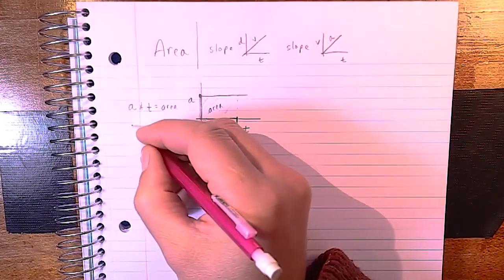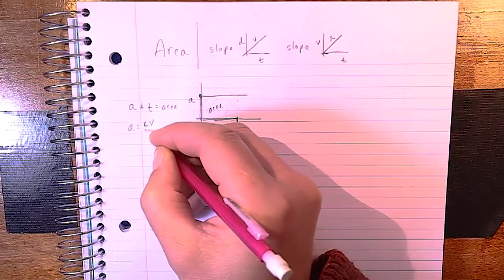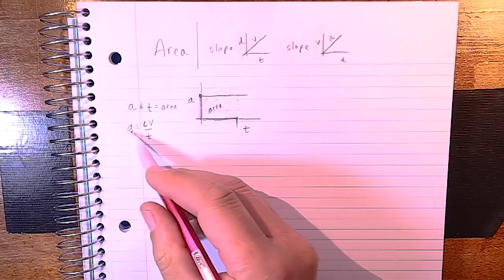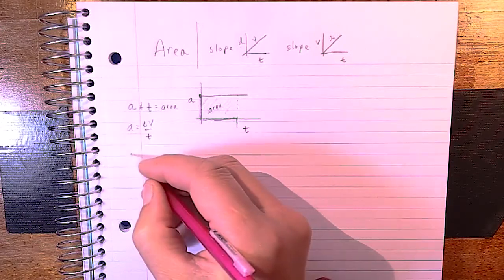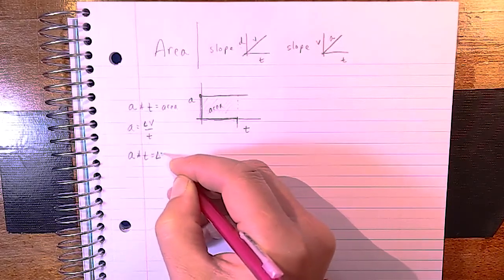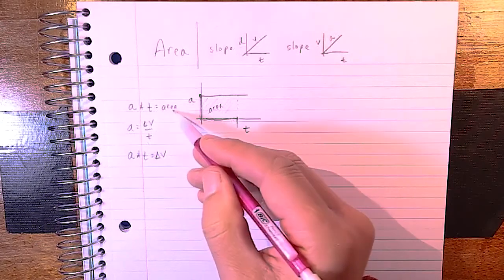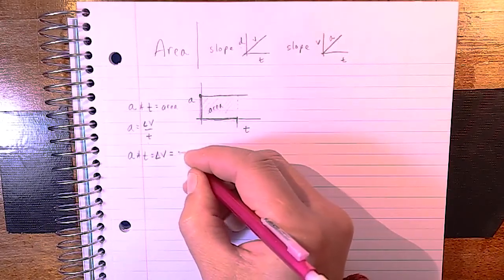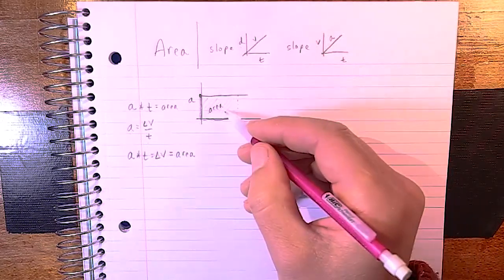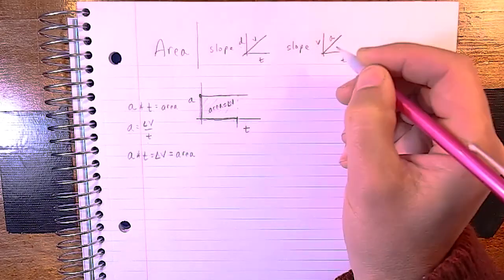Well, don't we know that acceleration is equal to change in velocity over time? So if we cross multiply, a times t is equal to the change in velocity. But right up here we said a times t is equal to the area, so that's going to be equal to the area. So what's the area equal to? It's equal to the change in velocity.